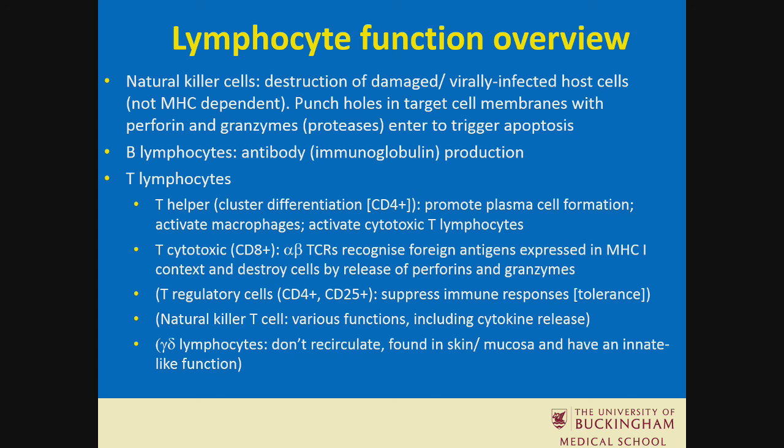B cells use heavy and light chains. Most T cells rearrange the alpha and beta chains, and so most T cell receptors are encoded by alpha and beta chains. In the periphery, in skin and mucosa, you've got gamma delta cells. They don't recirculate, and they're an innate-like counterpart of the T cell system.